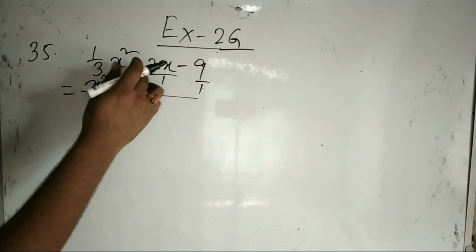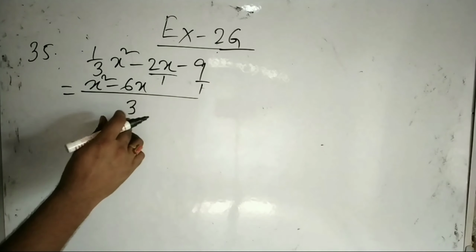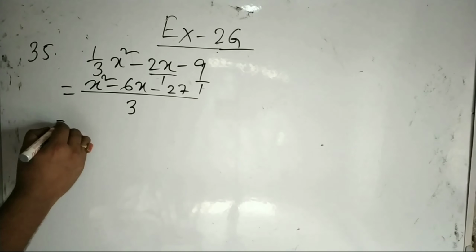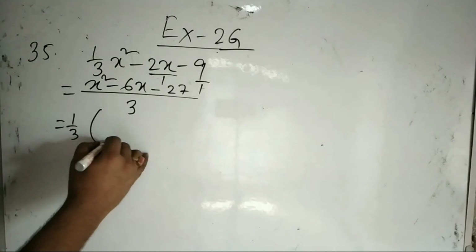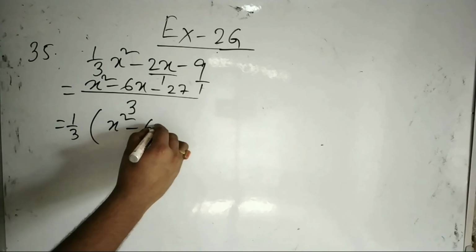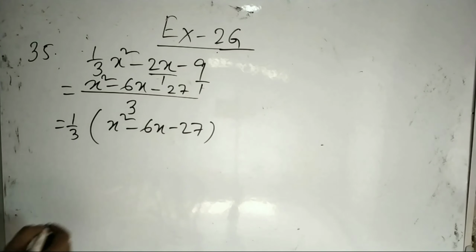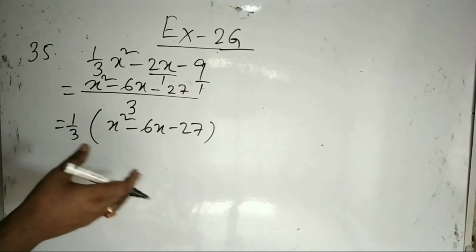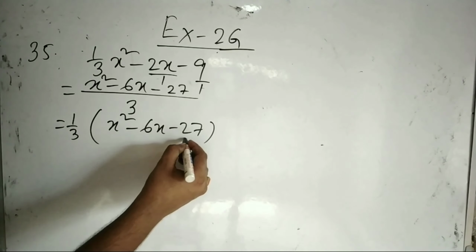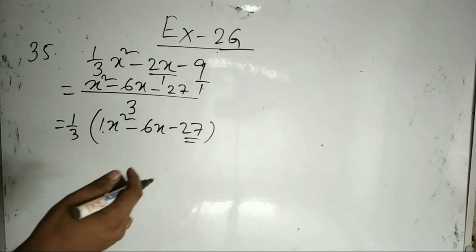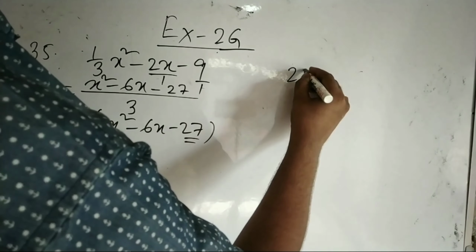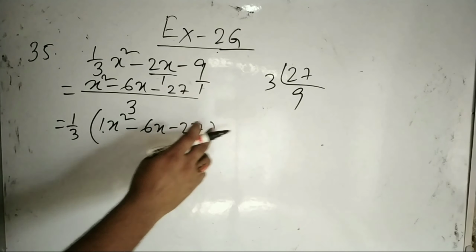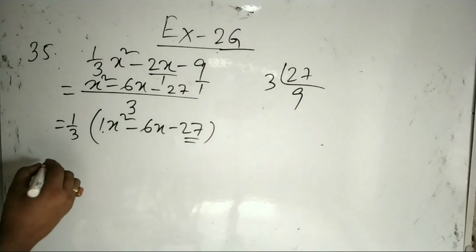Here it will be x square, 3 into minus 2 is minus 6x, 3 into minus 9, minus 27. Now we will write this 1 by 3 separately, then x square minus 6x minus 27. Okay. Then we will factorize this one in the same method. Here it is 27, here it is 1, so that is 27 only. Factorize 27. 3, 9, we have to make 6 by subtracting. 9 minus 3 gives you 6.